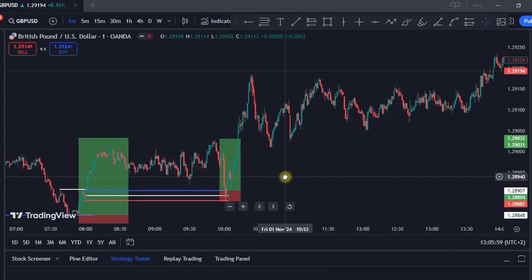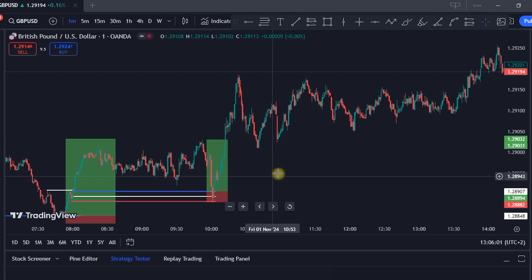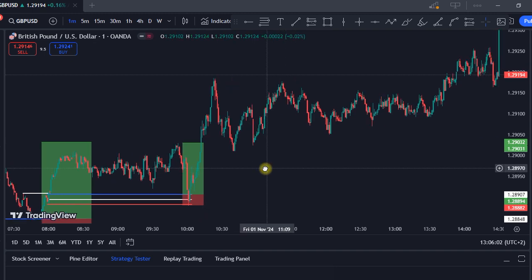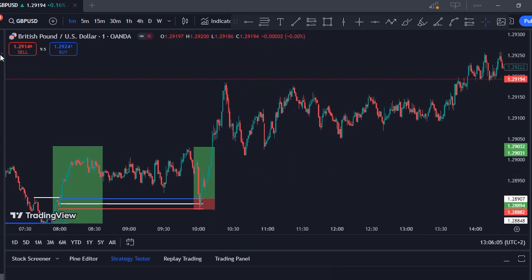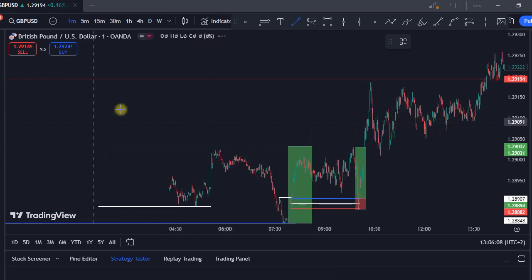Now let's continue with the market, guys. As you can see, the market hasn't reached our selling zone. We can still look for buying opportunities. As you can see here, the market pushed to the upside. It broke above this high over here that we had, so this is a clear break of structure.